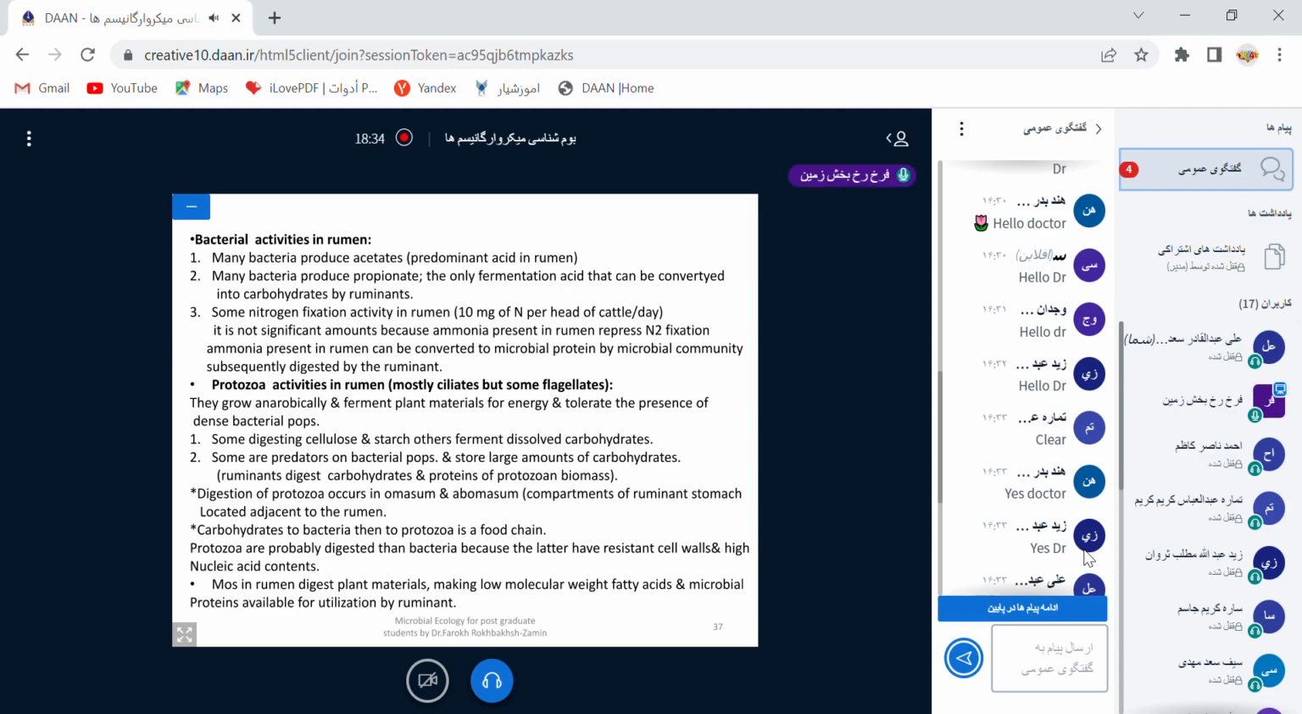So after knowing that many microbes present in the rumen of ruminants have an important role in the nutrition of ruminants such as cow, now we can have a brief explanation about which types of bacteria and protozoa are there and what are their activities. Bacterial activities in the rumen.